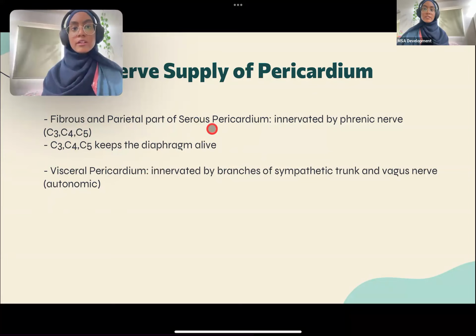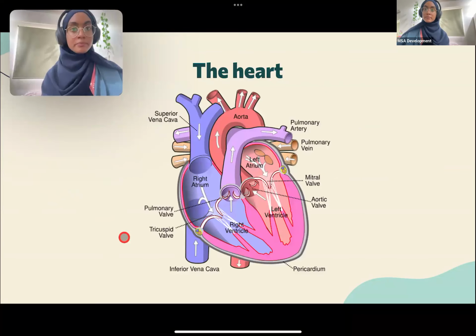Now we have the visceral part of the serous pericardium. This is innervated by branches of the sympathetic trunk and the vagus nerve. Sympathetic and vagus nerve for parasympathetic. And you'll see later that this is the same innervation for the heart, like the SA node, AV node, we'll be discussing it.